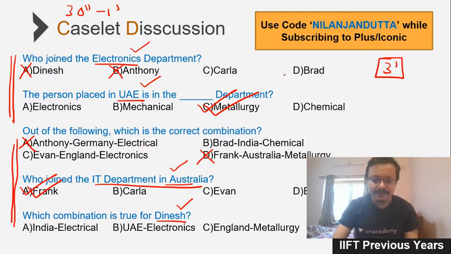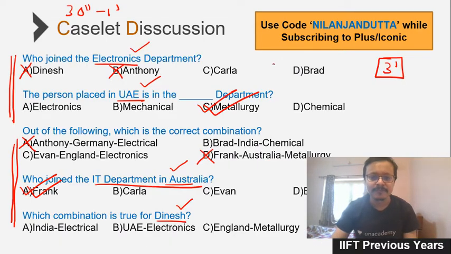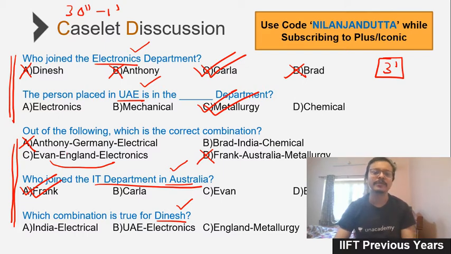Moving on to Brad. What is said about Brad? Brad is chemical, which means Brad is also not electronics. That means the electronics answer must be Carla. The moment electronics is Carla, that means Ivan is not going to be electronics. Electronics is Carla, electronics is not Ivan, which means this answer will be option B.